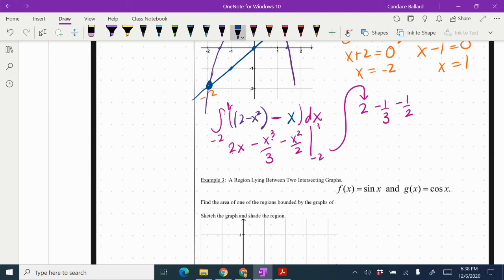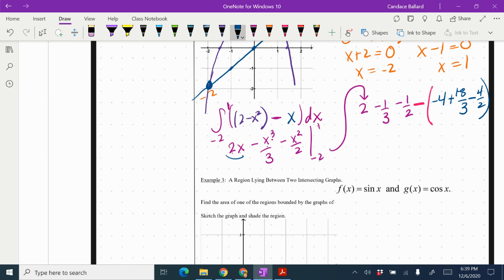And then I'm going to subtract. It's always a subtract, and I'm always going to draw parentheses. And then we're going to put the negative 2 in. So 2 times negative 2 would be negative 4. Negative 2 cubed would be negative 8, and there was already a negative hanging out there, so that's going to go positive. And then there's a minus, and then negative 2 squared would be 4 over 2.